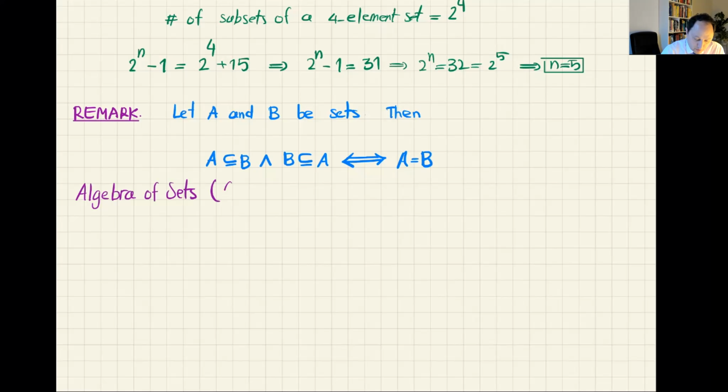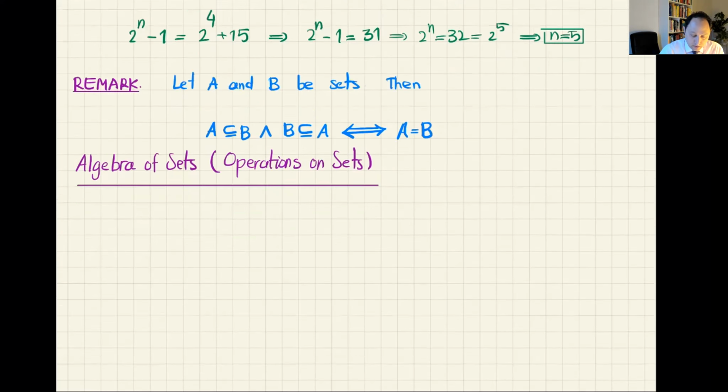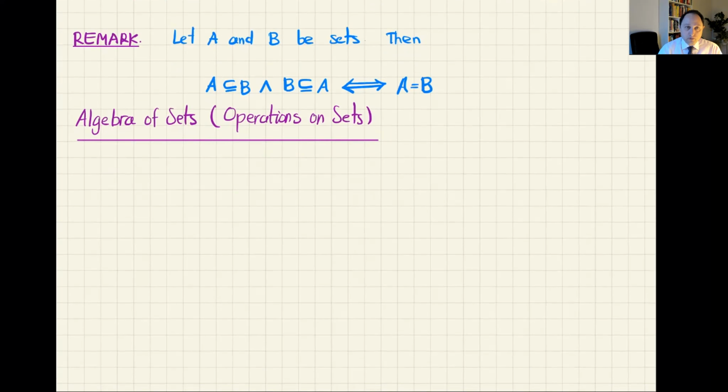So in the book it is, I think, written operation on sets. So the first thing that I want to talk about is the complement of a set.